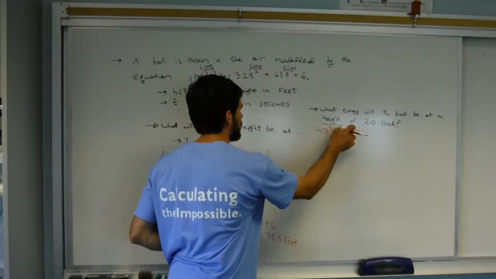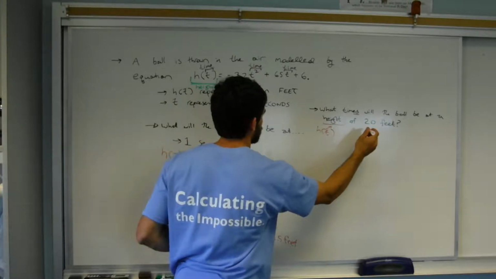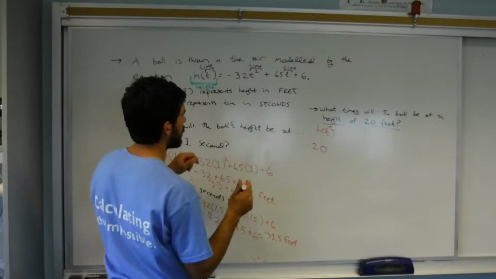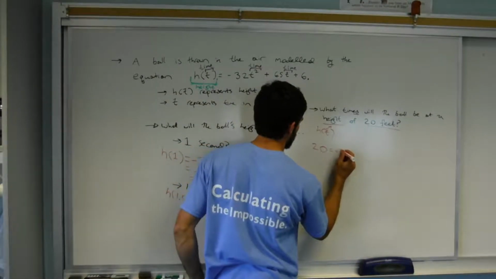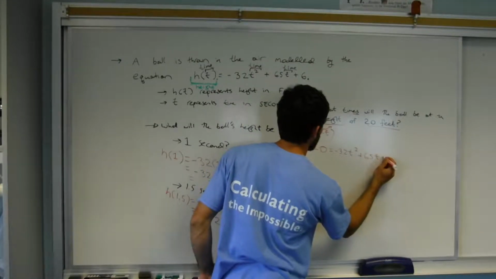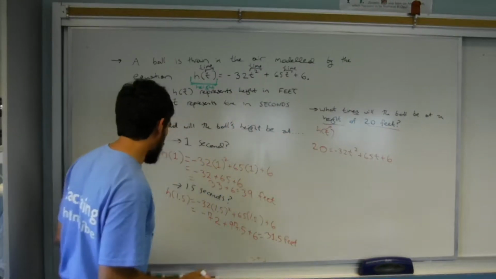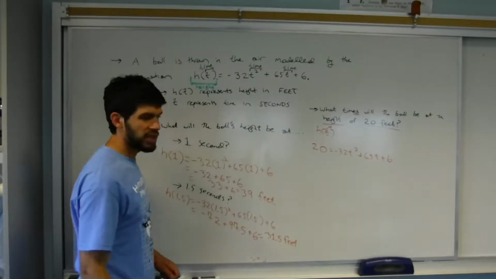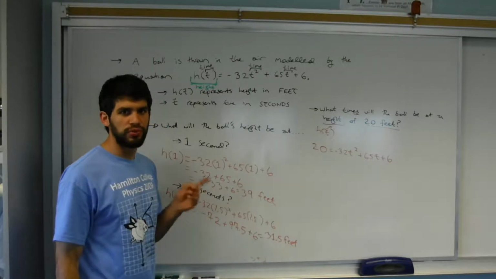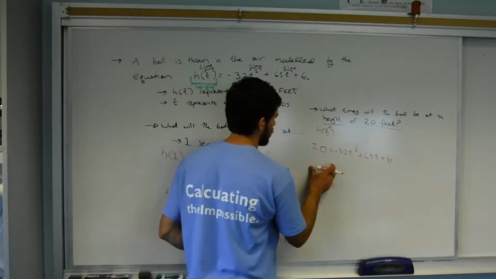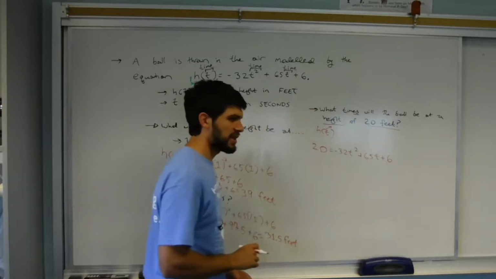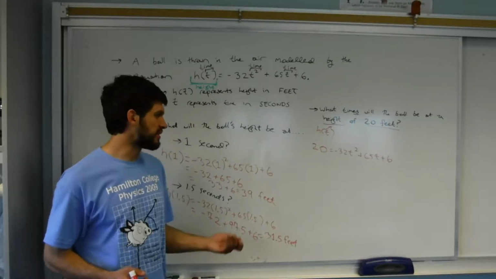This time, we're given h of t, so we're going to plug in 20 for this whole thing. So we're going to get 20 is equal to negative 32t squared plus 65t plus 6. Now instead of simply adding 3 terms, we have to solve the quadratic equation. The good news is we already know how to do that. Generally with equations like this, where you're going to have messy numbers, it's best to just use the quadratic formula to solve.